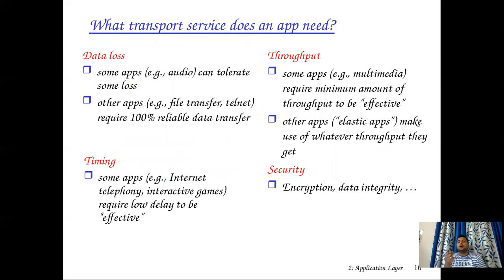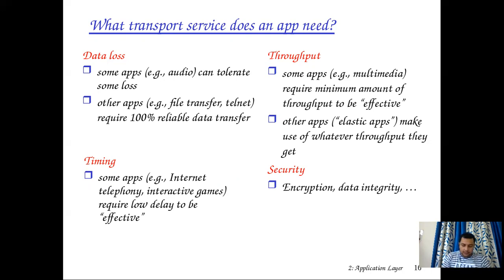Then we will understand, as an application designer, what exactly our process on the application layer will seek from the transport layer in terms of services. As we have understood in the layering design concept, the underlying layer provides certain services to the upper layer. So what are those services which the application layer will seek from the transport layer?